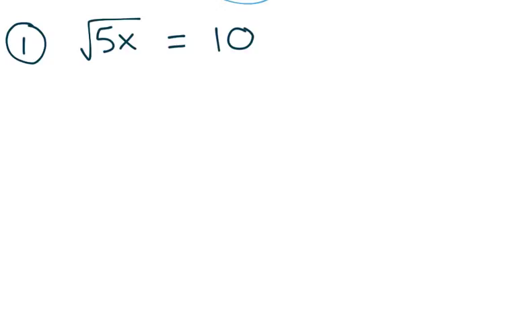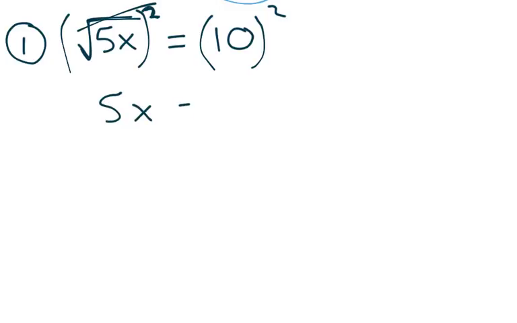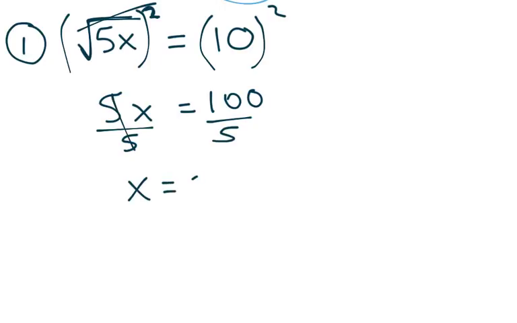Okay, here's our first example. Our radical is isolated because though it has a 5 and an x under it, there's nothing outside of it. So we are going to go ahead and square both sides. Now the reason we do this is, remember, when we square root and square at the same time, they cancel each other out. So the whole purpose of step 2 is to get rid of the radical sign. Now it's just a basic equation. We are going to divide both sides by 5. X equals 20. So it looks like x equals 20 is my solution, but remember, we have to check.